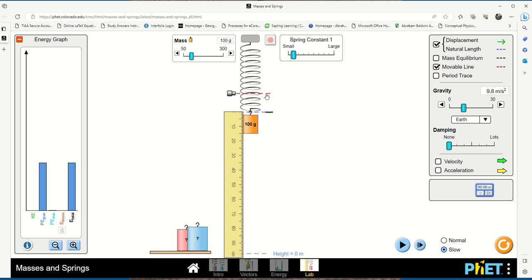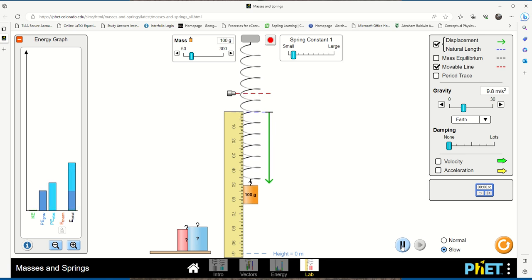Why do I want that? Well, now I can easily measure XF. Now I'm going to hit play, and the mass is going to oscillate up and down. I want XF, the maximum distance that the spring stretches. So I'm going to hit play, and there it goes. Notice it's going to stop, and then oscillate back up to the equilibrium position, and it's just going to keep repeating. So when it, right there, stop. I'm going to stop the simulation.